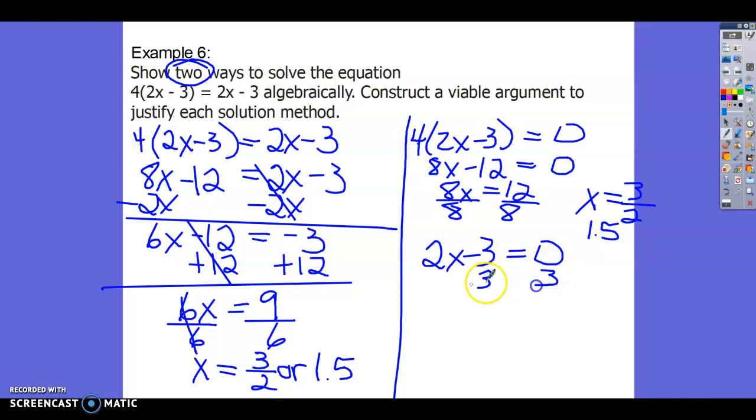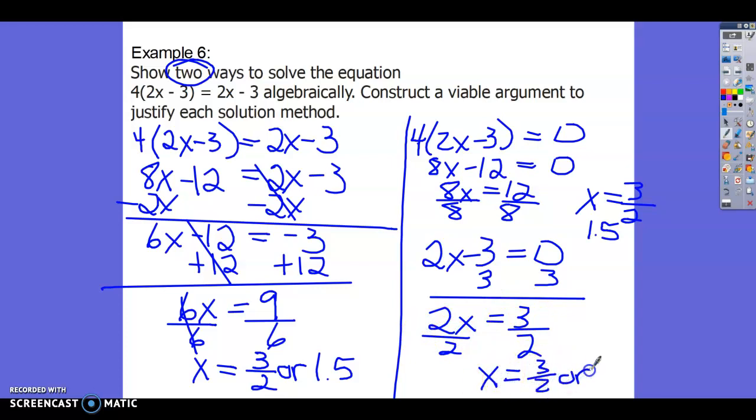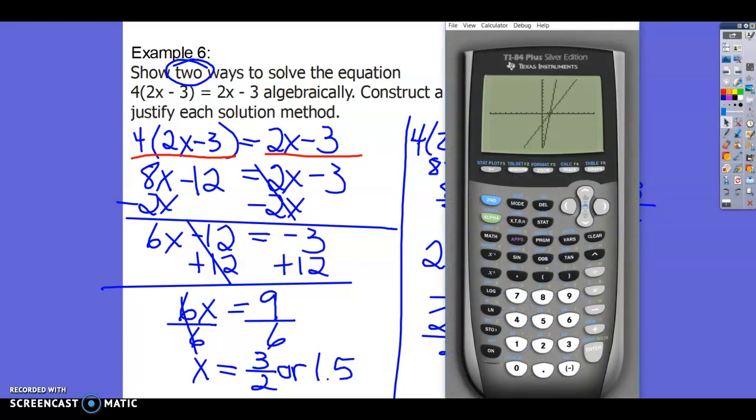Now add 3 to both sides. 2x equals 3. Divide by 2. x equals 3 halves, or 1.5. So there's another way to solve that algebraically. Set each side of the equation equal to 0 and solve. And a third way would be to simply graph it using your calculator and find the intersection point.